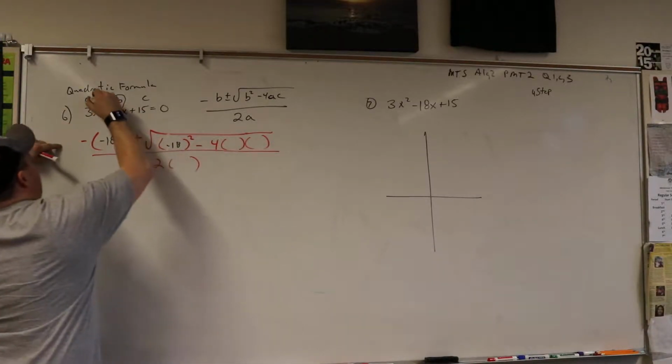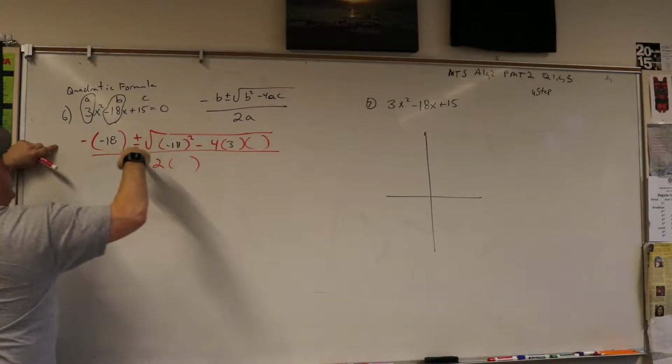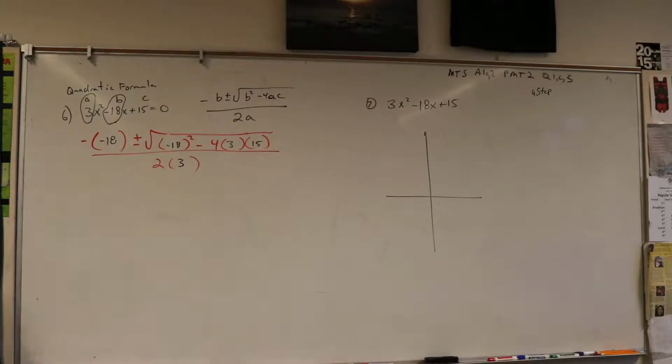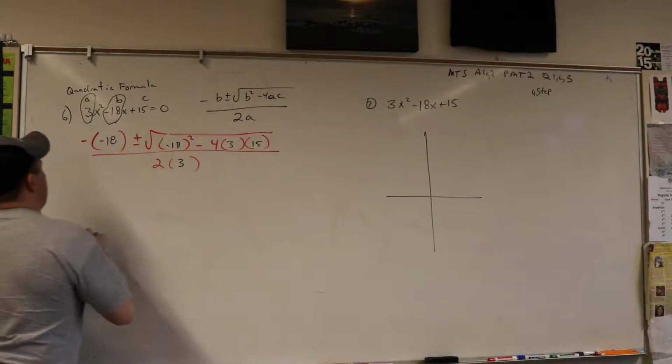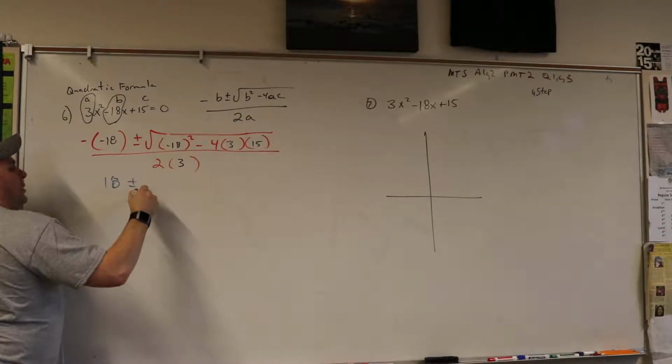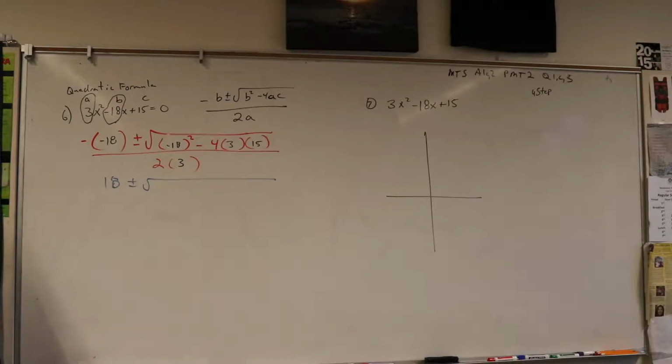A is 3 and C is 15. Alright, now it's just about math. Negative, negative is a positive. 18 squared. Anyone know that one? I used to know it. Sorry, it's not in my head. 289, 324. Yeah, okay.